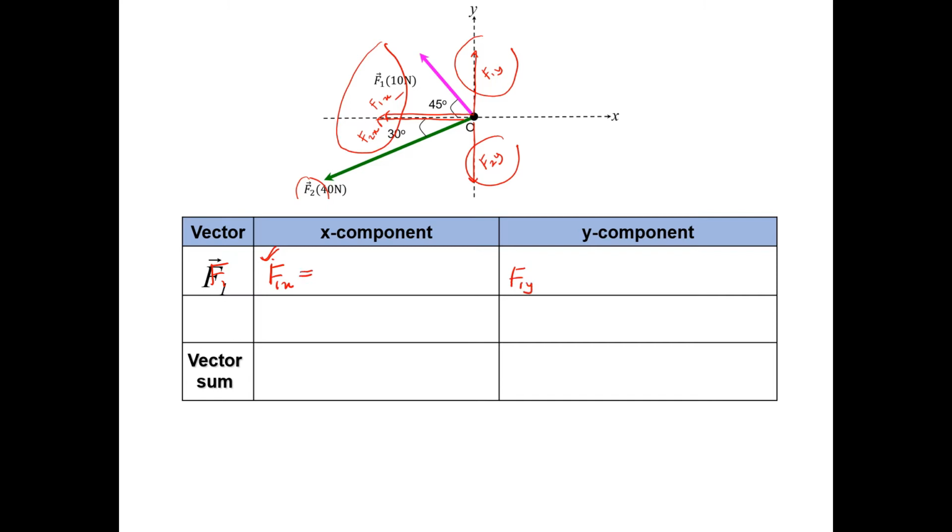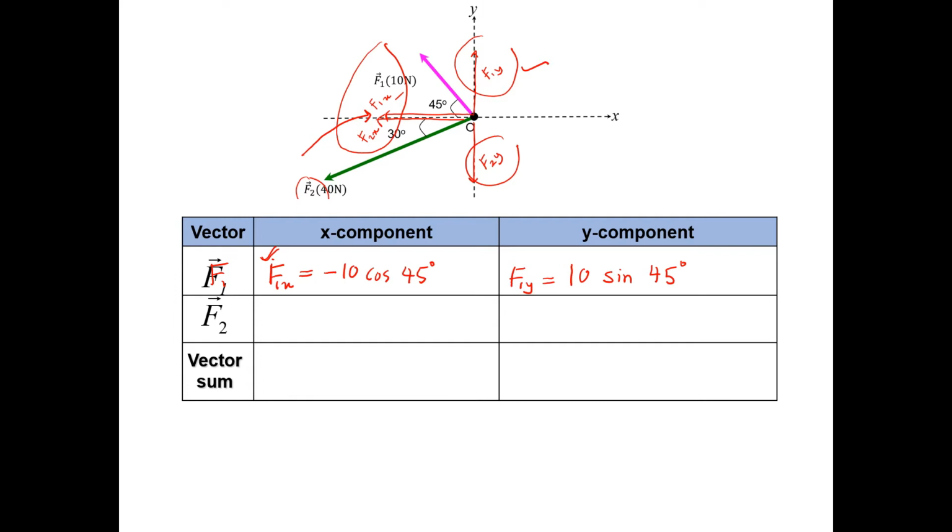F1x is equal to, because the direction of F1x is to the left, we need to put a negative sign. The equation is, we can straight away take the number, 10 cos 45 degree. And when we look at F1y, it is upward, so it is positive. The equation is 10 sine 45. Hopefully you still remember how to get the sine and cos functions here.